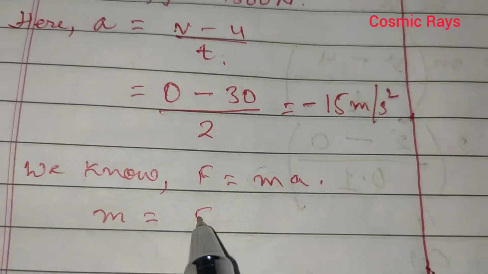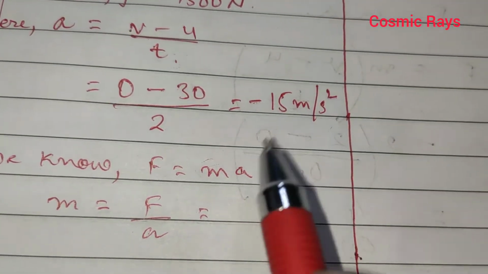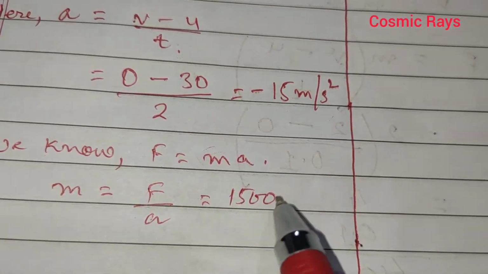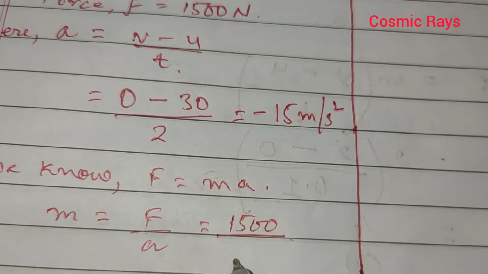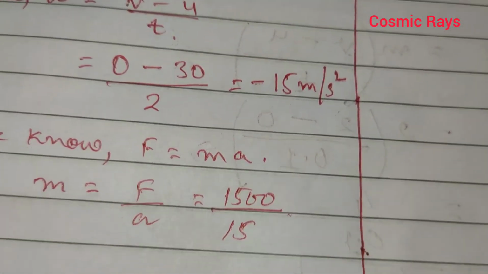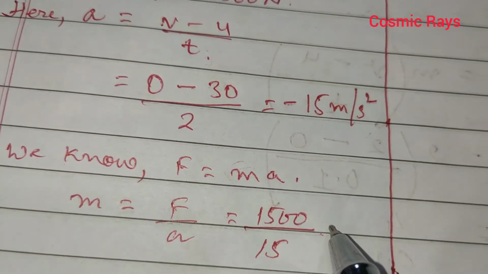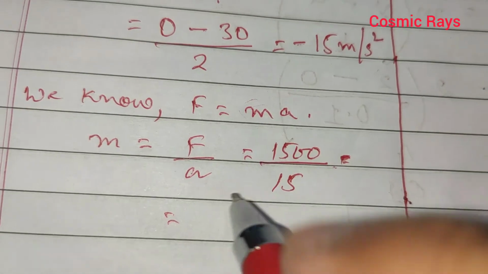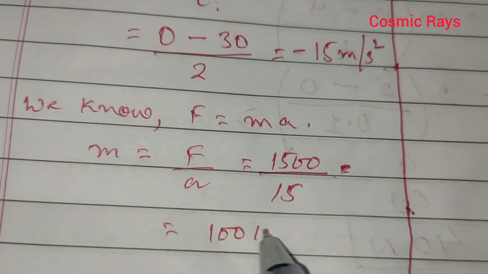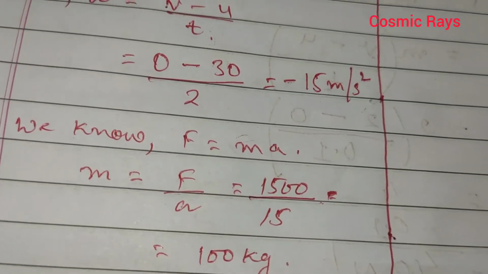So mass will be equal to force upon acceleration. We know that the force is 1500 Newton divided by the acceleration we have calculated to be 15 meter per second square. So 1500 divided by 15. After this we will simply get 100 kg. So we have calculated the mass. Now we can find out the change in momentum.